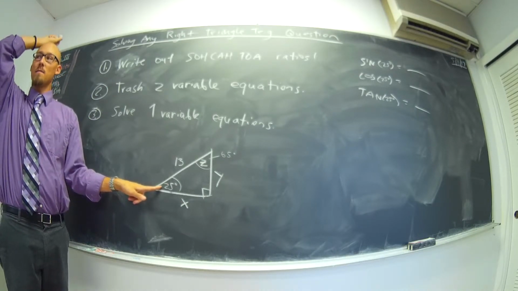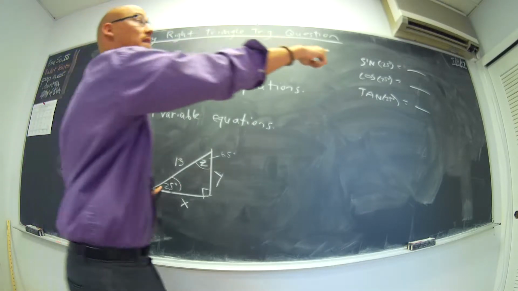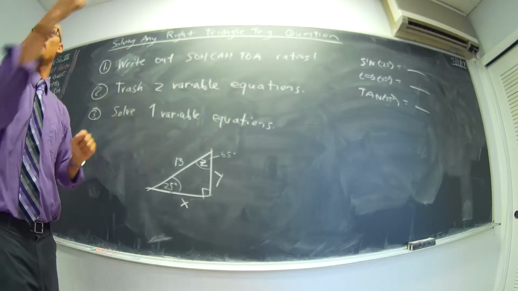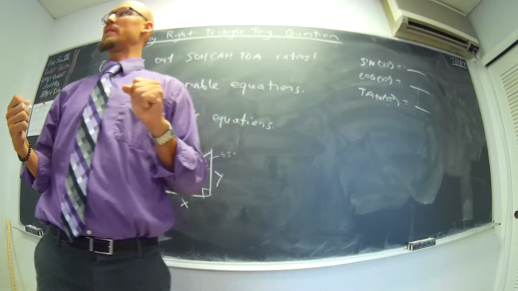Yeah, the sine of the angle, cosine of the angle. You output the ratio. So input angle, output fraction. In with the angle, out with the fraction.